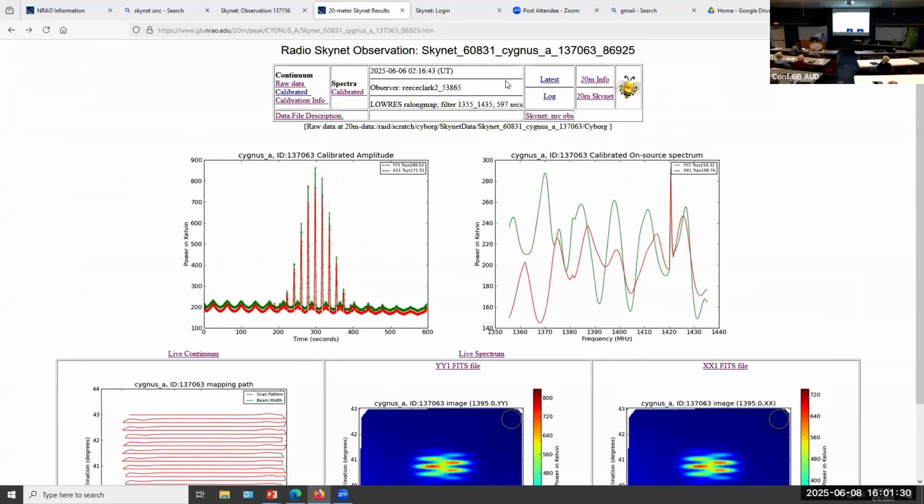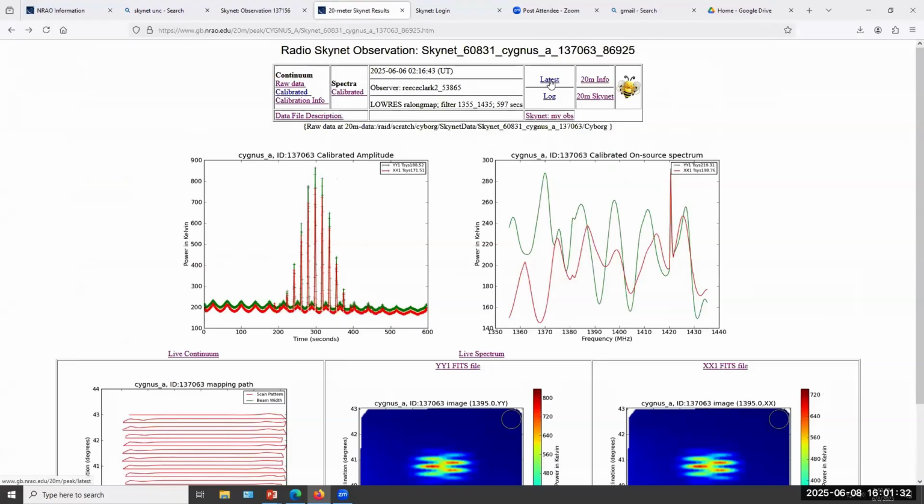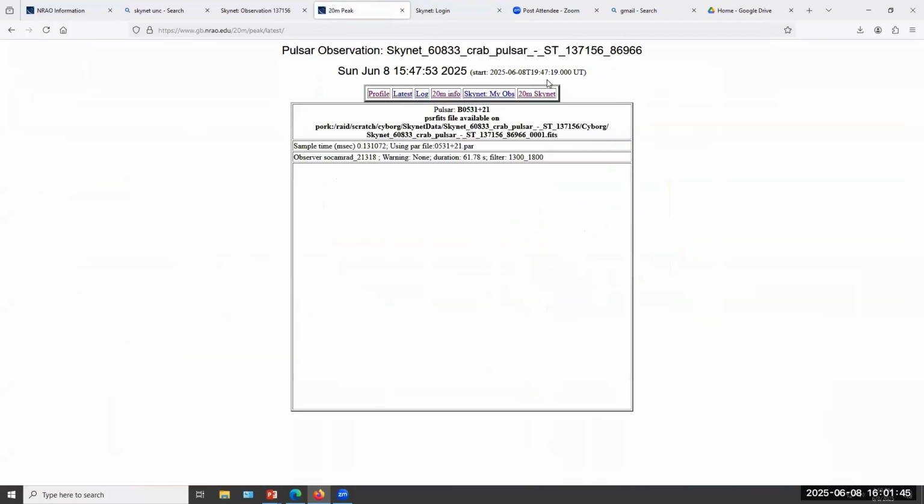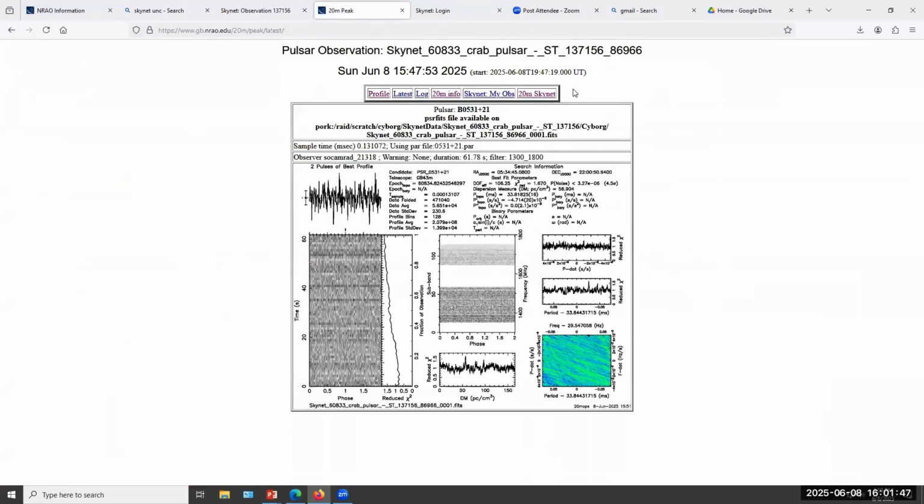Let's go back. Like in this observation, you see both X and Y polarizations, and it displays that. But you don't get that information on the pulsar, so it's indeterminate as to which one of the two is being used. That was the original question: is there any way to determine that, or does it combine both? I don't know. That's kind of my question.